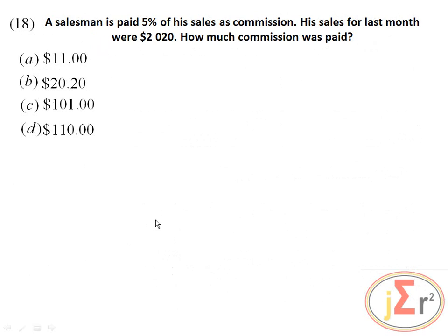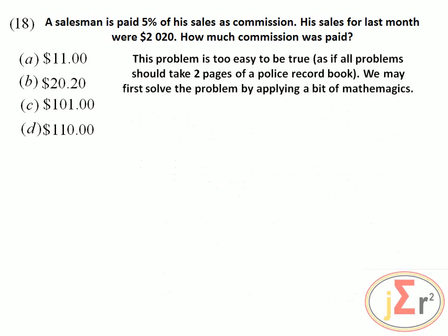A salesman is paid 5% of his sales as a commission. His sales for last month were $2,020. How much commission was paid? 5%. This problem is too easy to be true. We may first solve the problem by applying a bit of mathematics.